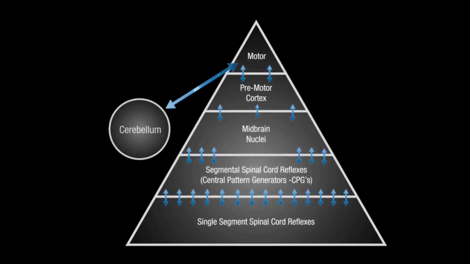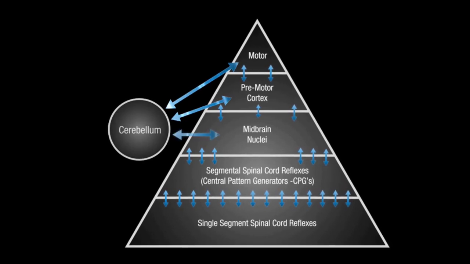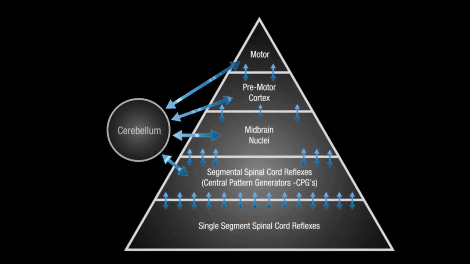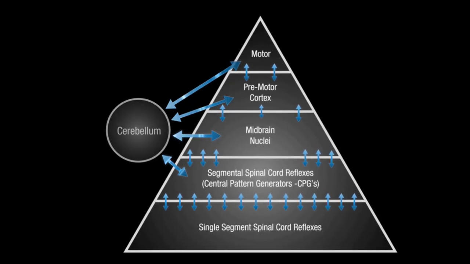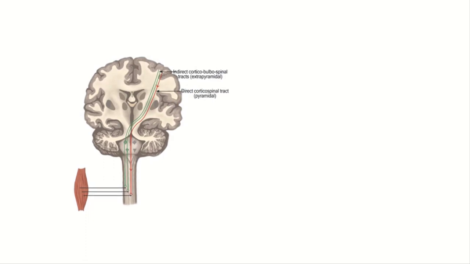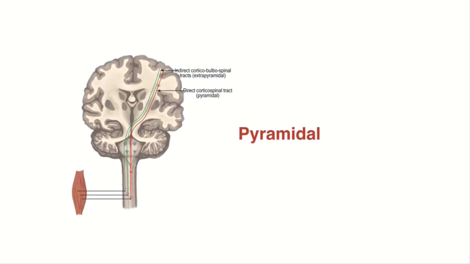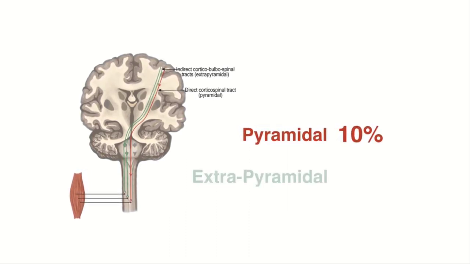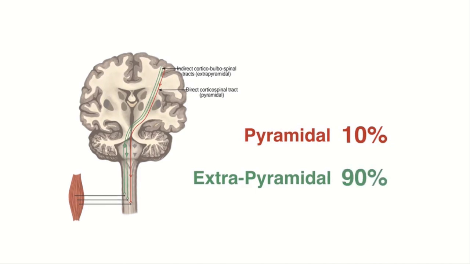Simultaneously, a second copy of the instruction goes to the cerebellum, which monitors the activity that is to be carried out and reports any errors back to the cortex so they can be corrected. The outputs of the cortical neurons responsible for the movement itself are of 2 types. 1, pyramidal, which constitute about 10% of the total, and 2, extrapyramidal, which make up the other 90%.